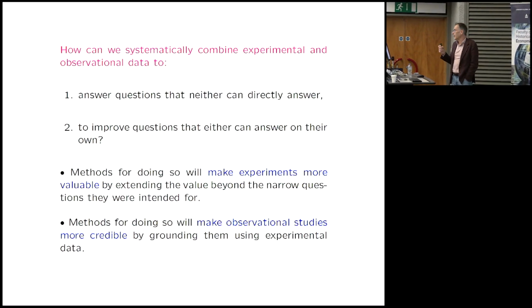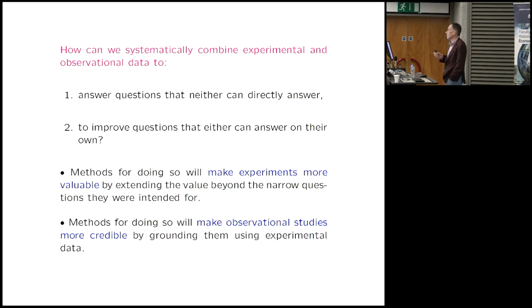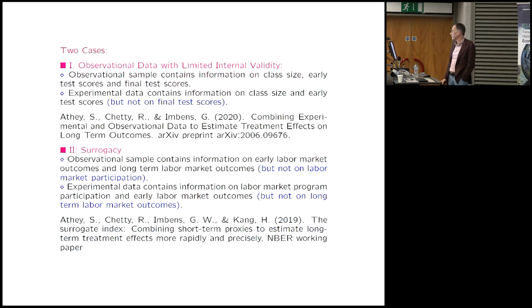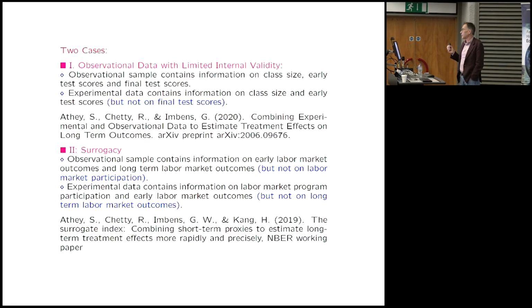And second, that we make the analysis based on observational data more credible by grounding them, by forcing them to be consistent with the experimental results. And to look at two specific examples there. In both cases we have two data sets, an observational sample and an experimental sample. In the first case, the observational sample has all the relevant variables. The application there we're going to look at is a study of the effect of class size on educational outcomes, on test scores at various stages in people's educational careers.